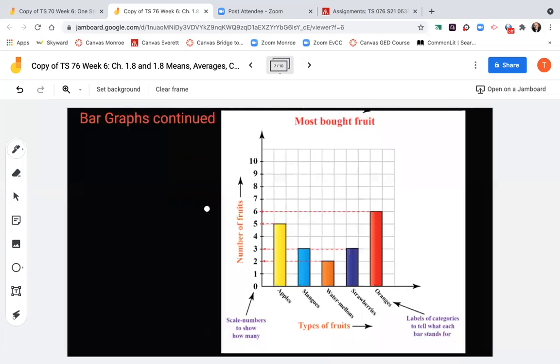Here's just another example. Please don't feel like you have to copy all this down, but the most bought fruit. Looking at my number of fruits, I can look right away and go, this bar graph is real nice because it shows me right away that oranges is number 1 and watermelons is last in the most purchased types of fruit. And it shows me how they each compare to all the other parts in the graph.